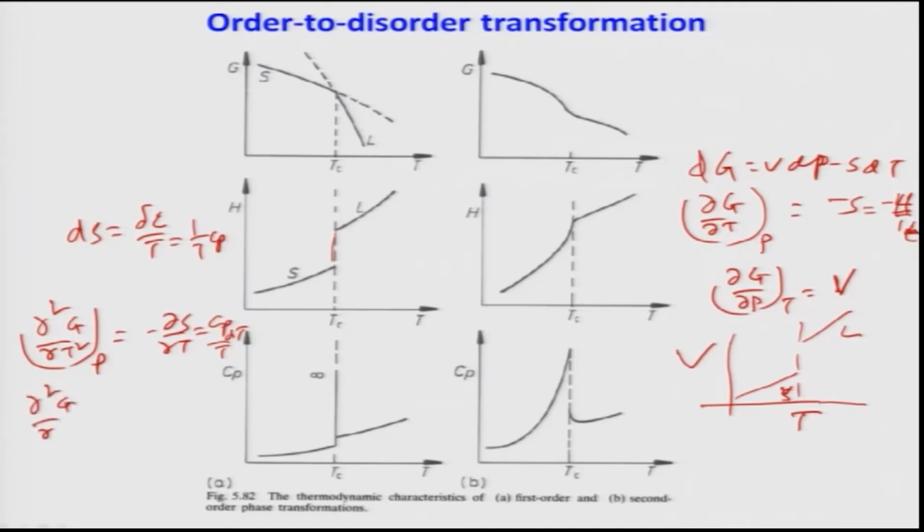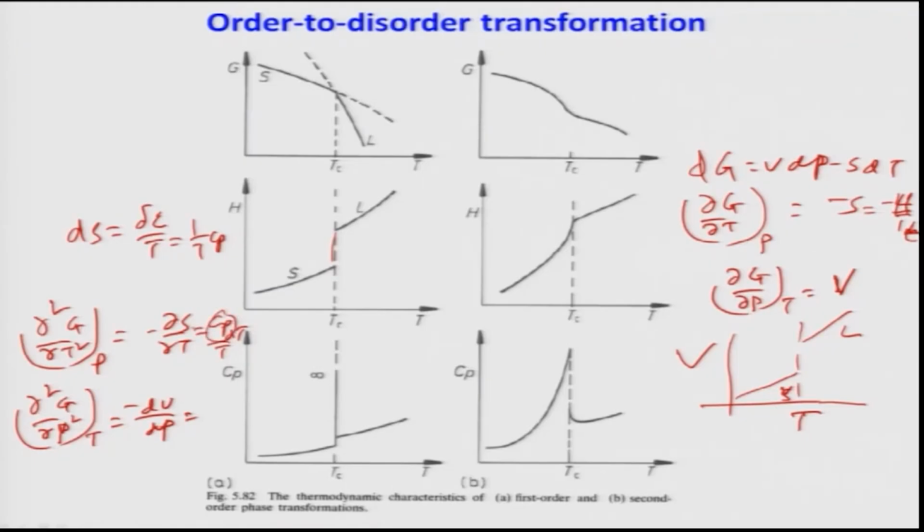Similarly, if I take del squared G by del P squared, the second order derivative at constant temperature, this will be del V by del P with a minus sign, that is nothing but compressibility, or basically related to compressibility. So, the important factor is Cp, that means Cp is important.